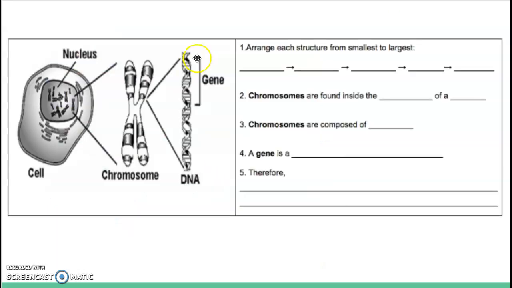And again, just going back here. So going from smallest to largest structure, your genes are sections of DNA. DNA makes up your chromosomes. Chromosomes are found inside your nucleus, and your nucleus inside of your cells. Okay? So that was just in the assignment from the other day. Chromosomes are found inside of the nucleus of a cell. Chromosomes are composed of, you could either say DNA or genes, and a gene is a section of DNA. Okay? Therefore, your genes found in DNA code for your traits, which determine who you are.